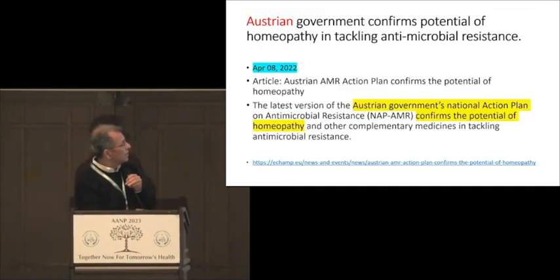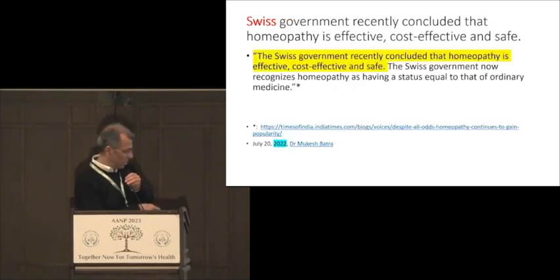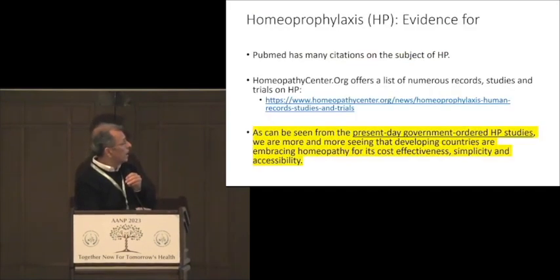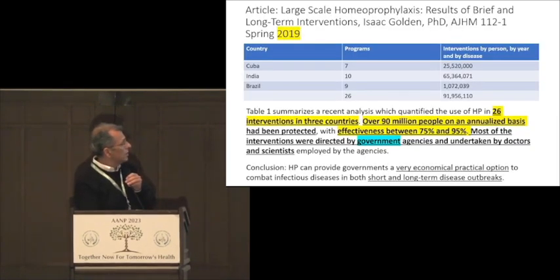And here's the Austrian government confirming the use of homeopathy as an alternative branch of medicine for antimicrobial resistance. It was published in 2022. This is a Swiss government study that recently concluded that homeopathy is effective, cost-effective, and safe. That's also recent, from 2022. And we have studies on HP, which is homeoprophylaxis. This is a good study done by Dr. Golden that involved 90 million people who benefited from homeopathy with a very impressive level of effectiveness. These were government-ordered studies.